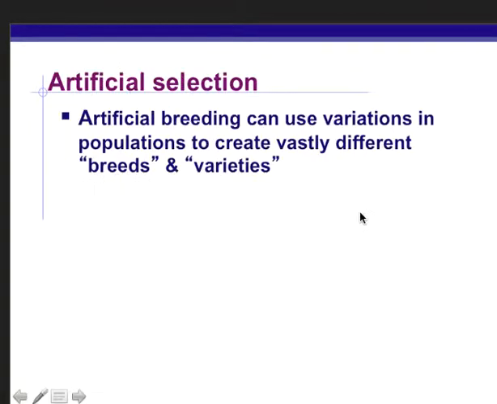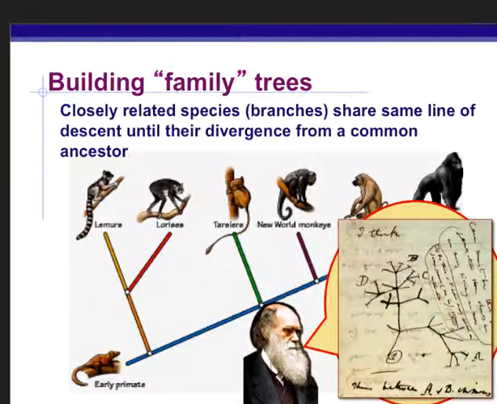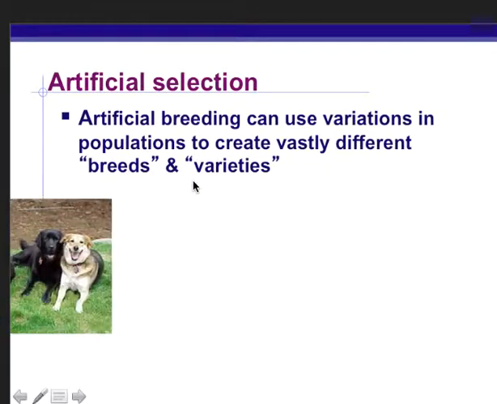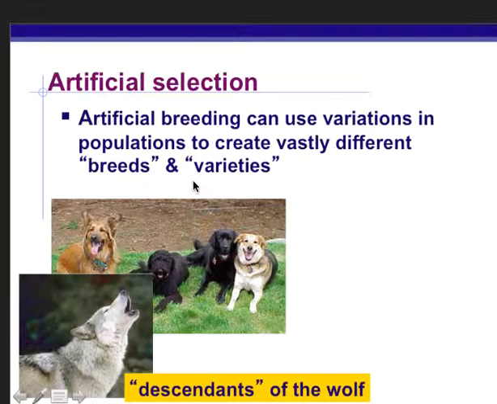And so we're coming back to the idea of artificial selection a little bit. All of these different artificial breeding things that we looked at tie into this idea of common ancestor, but it's used as its own evidence for evolution, so that's why it's stuck in here. Artificial breeding uses the variations to create different breeds and varieties and the descendants of the wolf. We talked a little bit about that.